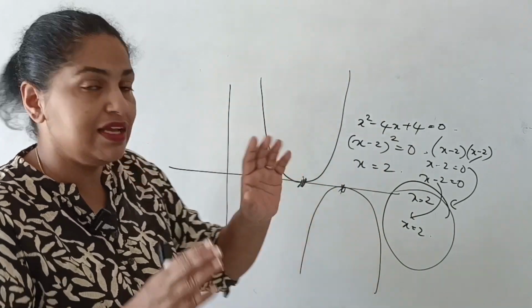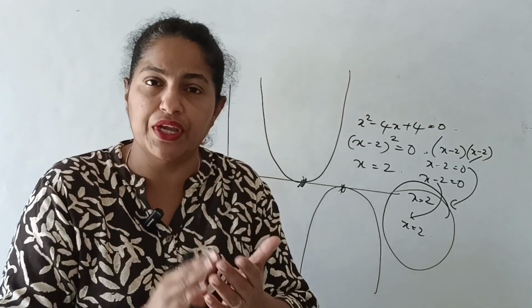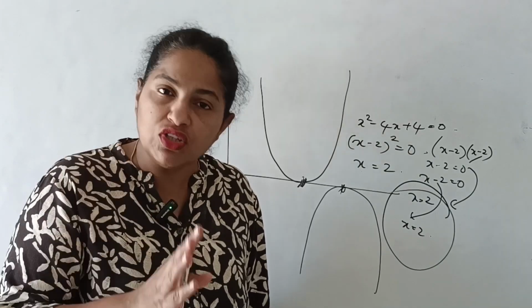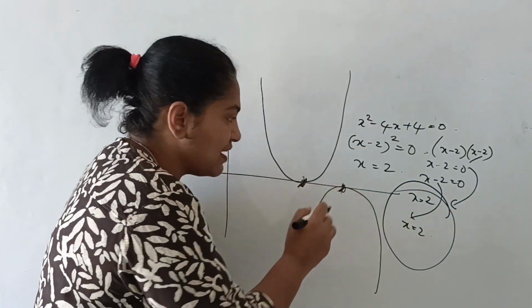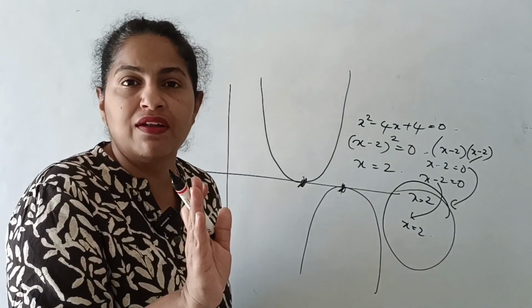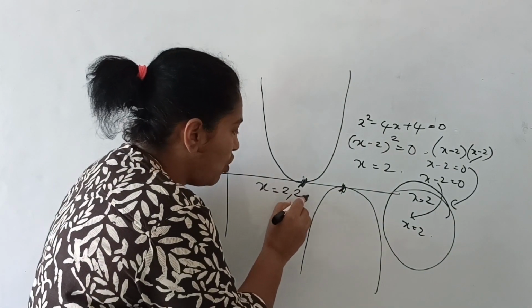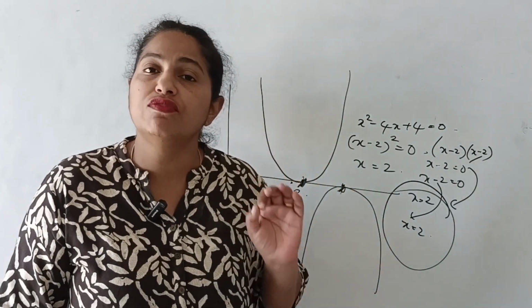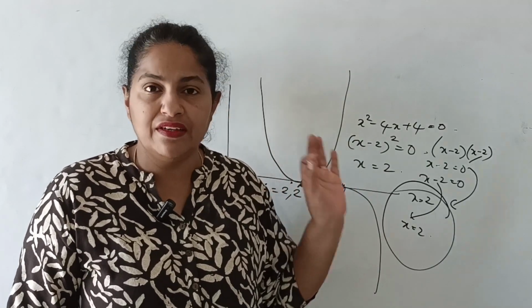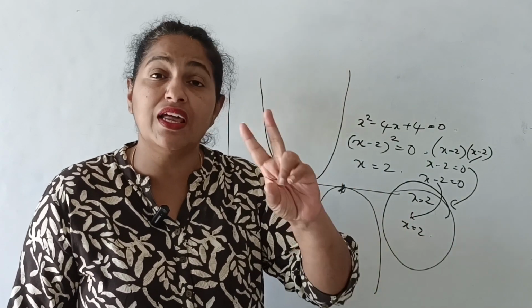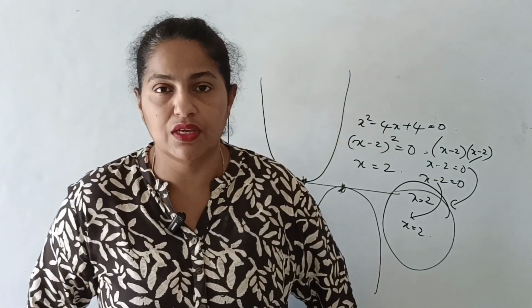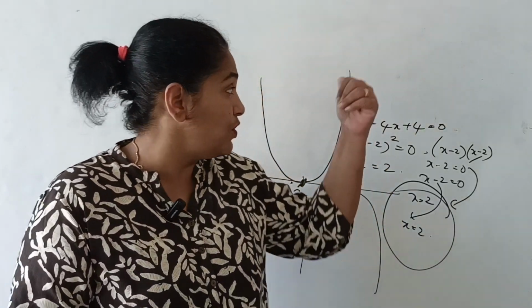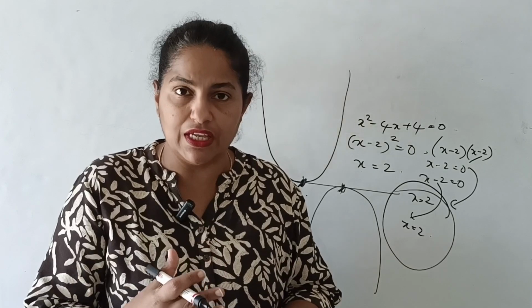So, when a parabola is touching the x-axis only at one point, it means that the parabola has two zeros, but both the zeros are equal. When both the zeros are equal, the parabola will touch the x-axis only at one point, but you need to understand that x is equal to 2, 2. Suppose this is touching at 2, x is equal to 2, 2 are the zeros of the polynomial given. It is not x is equal to 2. It is not 1 zero. There are two zeros, but both the zeros are equal. Clear?